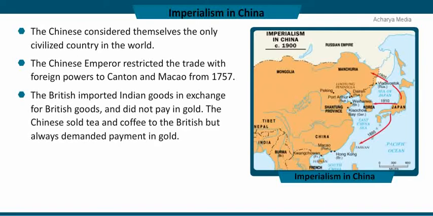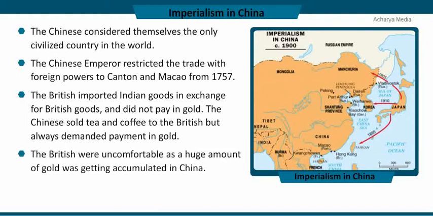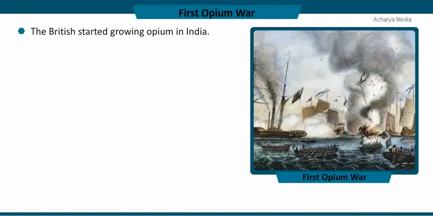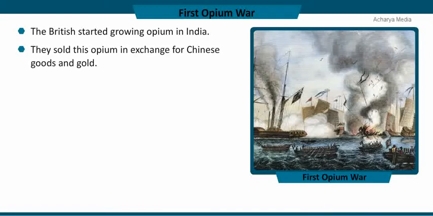The British imported Indian goods in exchange for British goods and did not pay in gold. The Chinese sold tea and coffee to the British but always demanded payment in gold. The British were uncomfortable as a huge amount of gold was getting accumulated in China. The British found other means to trade with China. First Opium War. In India, the British started to grow opium, and this was sold in China. They sold opium in exchange for Chinese goods and gold.